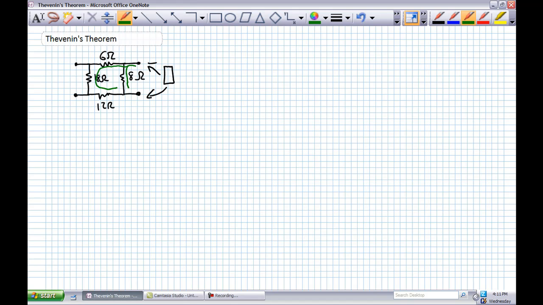Okay, so let's do the combinations for a series. 6, 18, and 12 in series is going to be a 36 ohm resistor in parallel with an 8. Basically, I've just compacted it down. Ultimately, a 36 and an 8 in parallel is one 7.4 ohm resistor. Okay, so that's from the right side.